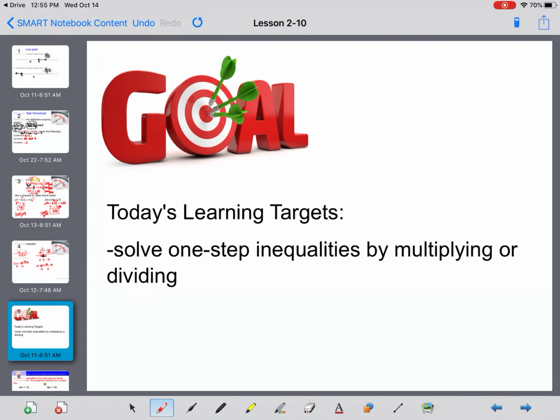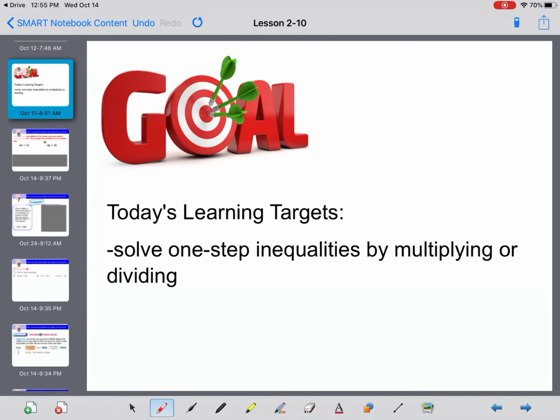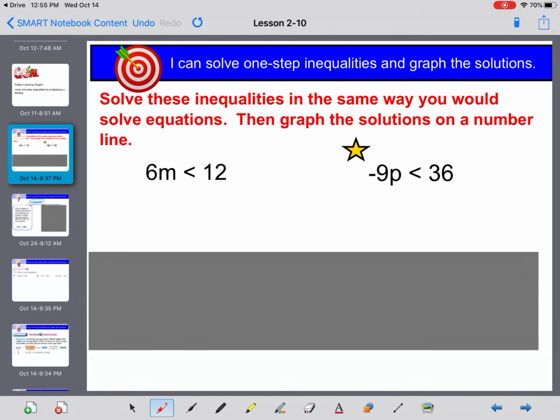Today's learning target is to solve one-step inequalities using multiplication and division. You are going to solve these inequalities in the same way that you would solve equations, and then graph your solutions on a number line. So, if this was an equal sign, if it was 6m equals 12, everybody here would say, oh, I'm going to divide both sides by 6 and say m equals 2. When you're solving an inequality, you do the same thing.